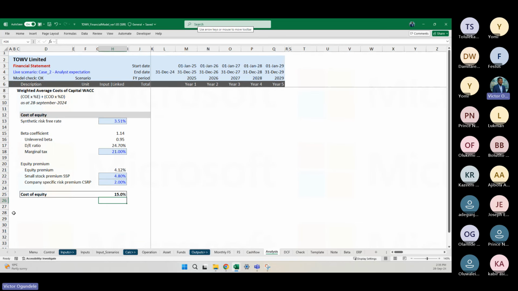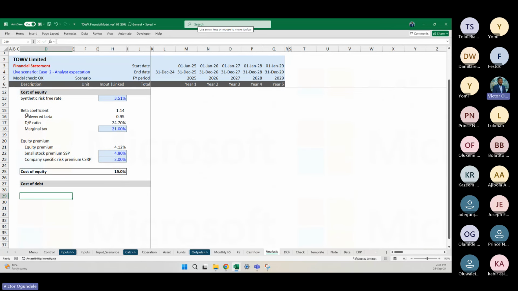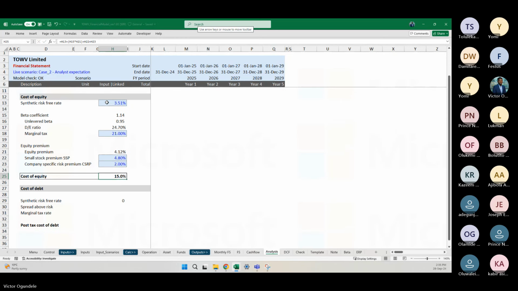Okay, so now let's do our cost of debt. We've done our cost of equity, and now let's do our cost of debt. For the cost of debt, we also start with the synthetic risk-free rate, which is always the starting point. Then you have your spread above risk, then your marginal tax rate, then we can compute our post-tax cost of debt. The synthetic rate is the same thing we put up here. For the spread above risk, just leave that as 0. Then for the marginal tax rate, link that straight to this.